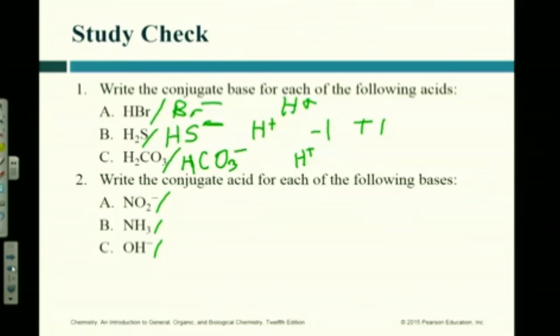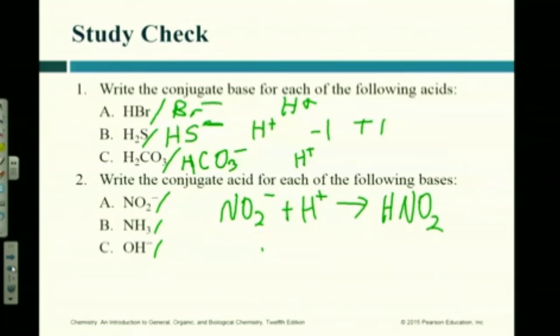Okay? Now these are opposite, these are bases, right? What do bases do? They accept hydrogen ions, don't they? So if I have -1 and so if I take nitrite and I add H plus to it, what do I get? HNO2.